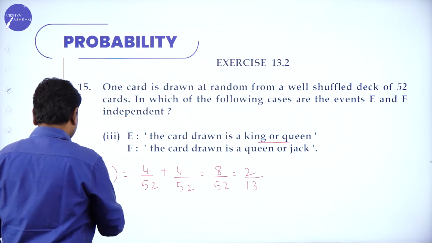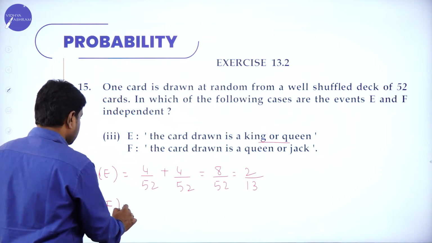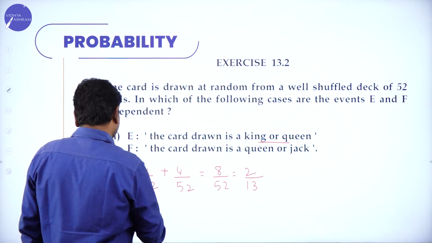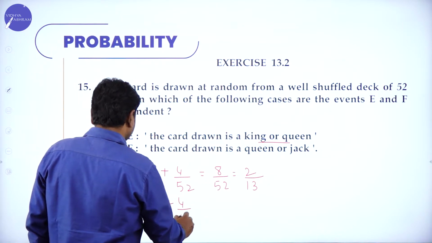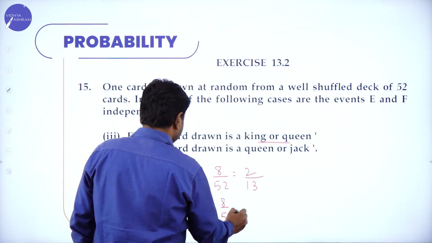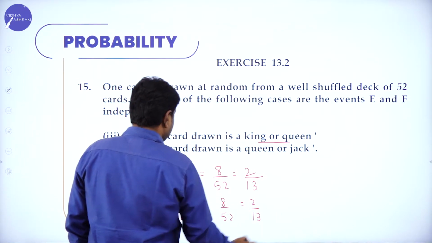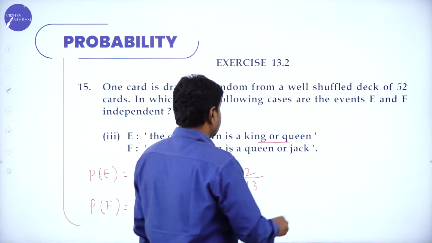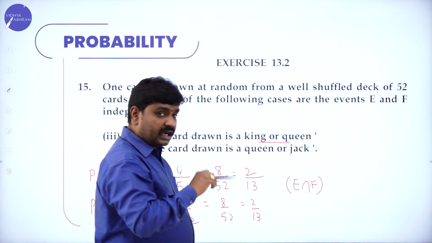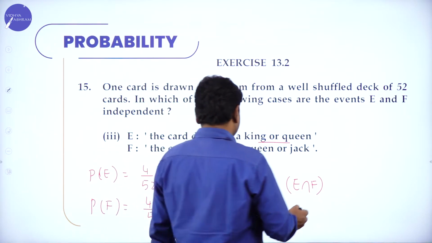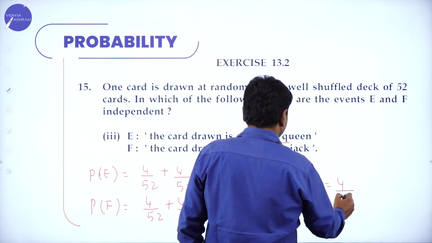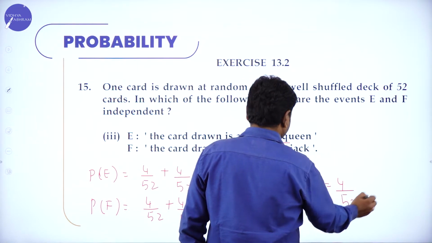P of F. F is the card drawn is queen or jack. So we'll have 4 queens out of 52, 4 jacks out of 52. We'll not have common elements to remove. So again, this is also 8 by 52. This is also 2 by 13. Now E intersection F. E intersection F means what? It should be king or queen and queen or jack. Such 4 cards we'll have. So P of this is 4 out of 52.